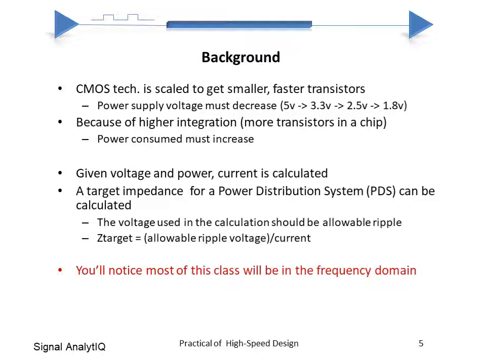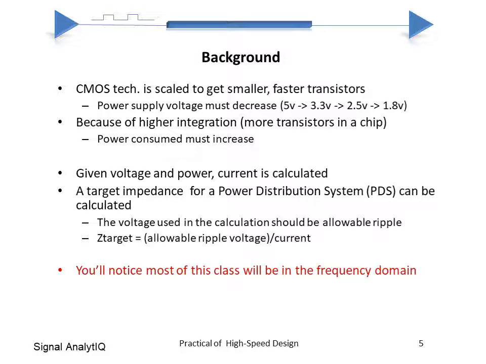Some background before we start: any CMOS technology used on ICs is presently scaled to get smaller, and you have faster transistors. Due to this, the power supply voltage must decrease, because earlier we used to have 5-volt devices, then 3.3, then 2.5, and we are still reducing this voltage. Now we are going below 1.8 volts. Because of the higher integration and more transistors within the chip, the power consumed also increases.